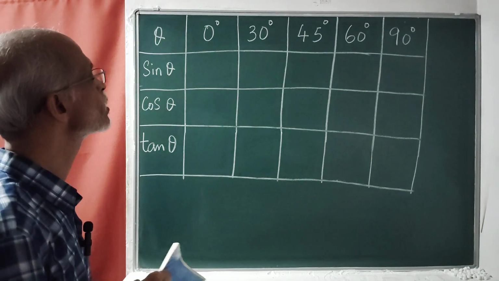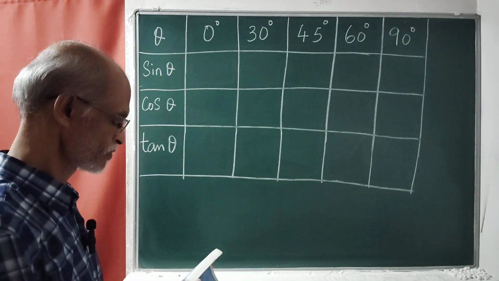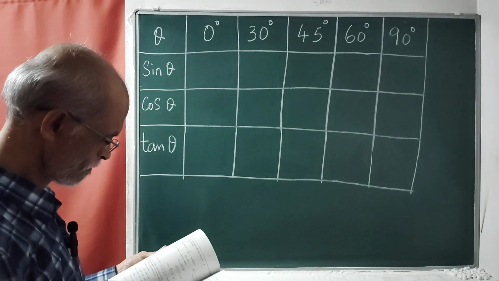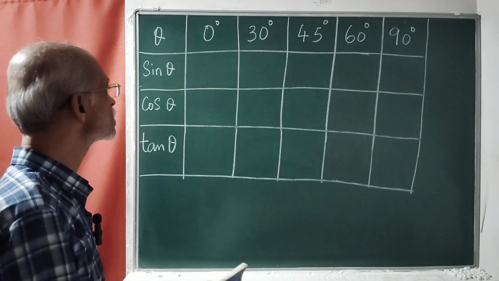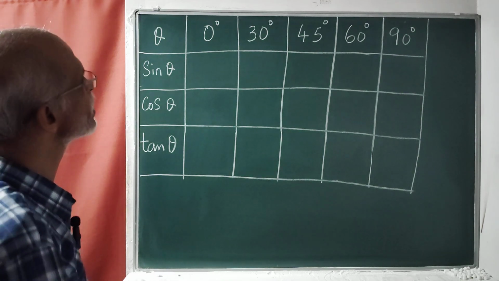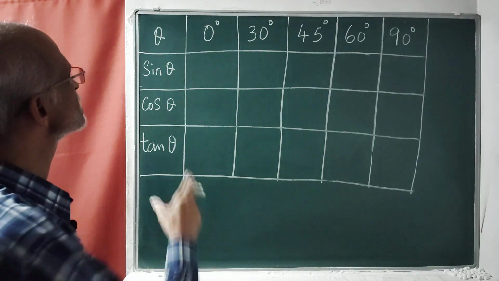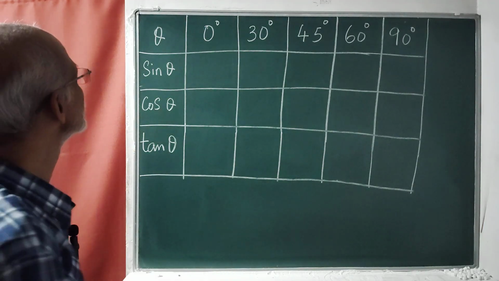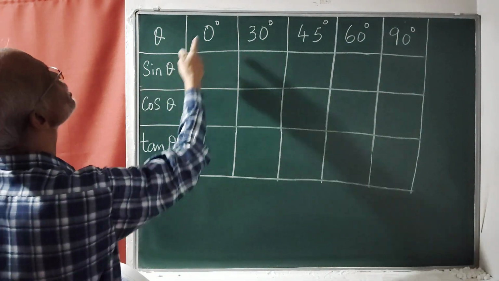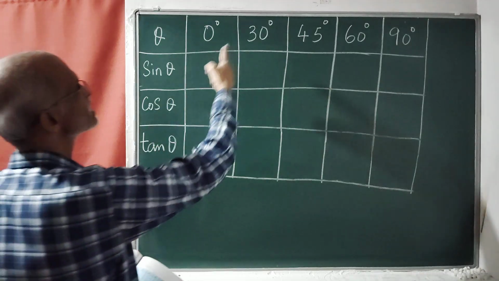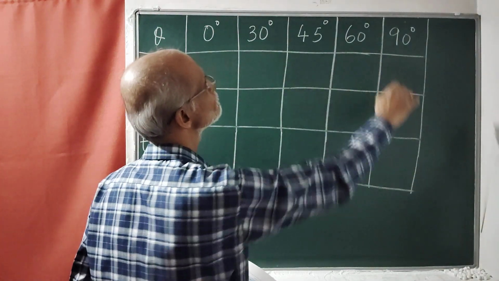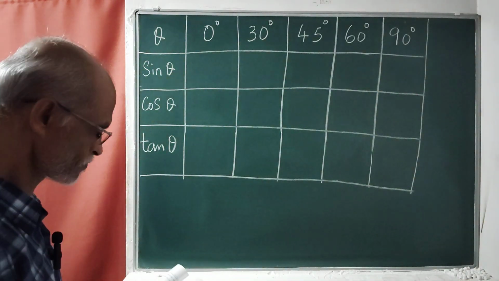Now we will see how to remember this table. They are trigonometric ratios of specific angles. Now sine 0 degrees, sine 30 degrees, like that. So first you have to remember this first row. First row we have to learn by heart.